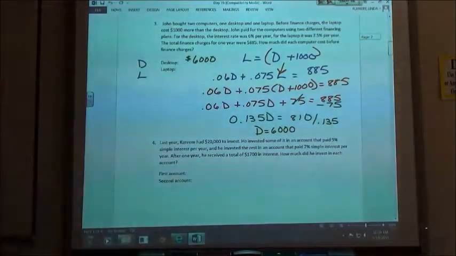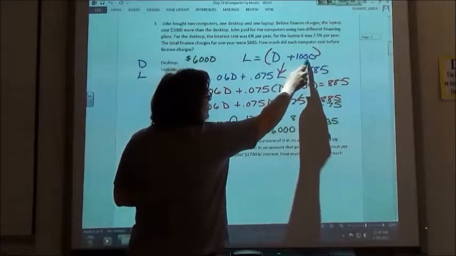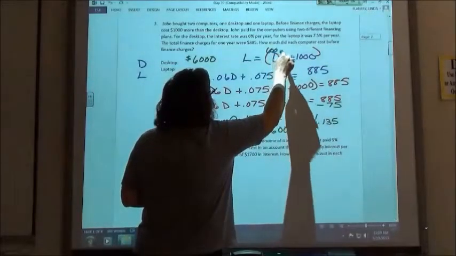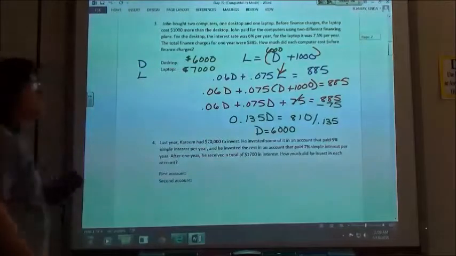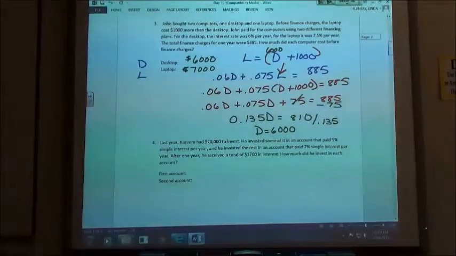Buying really expensive computers these days. My desktop is $6,000. My laptop was $1,000 more than $6,000. So my laptop would have been $7,000. I don't think I'm buying either of those 2 computers.